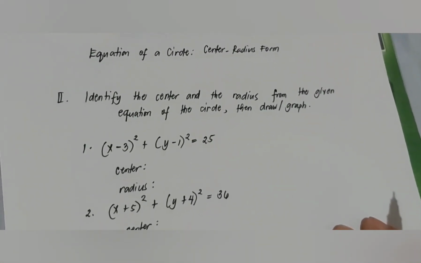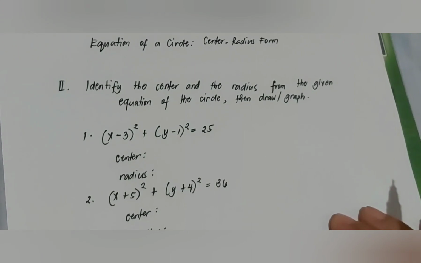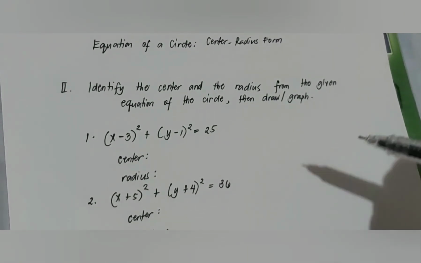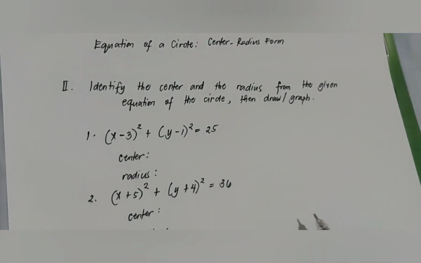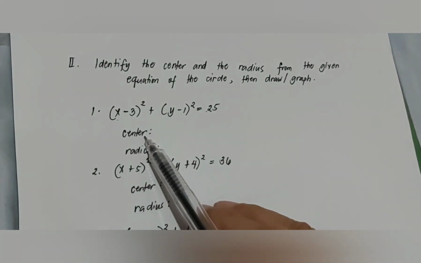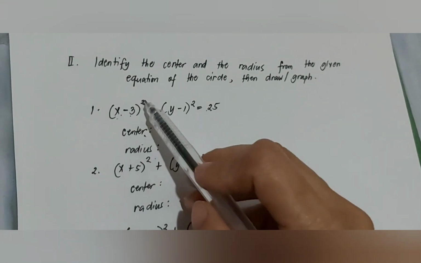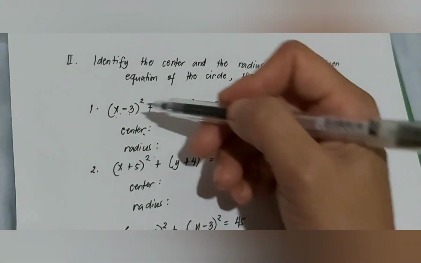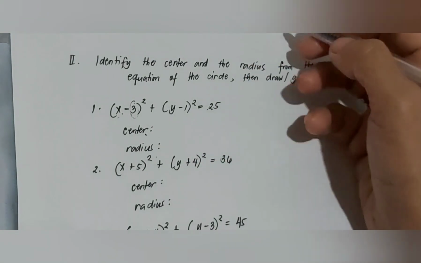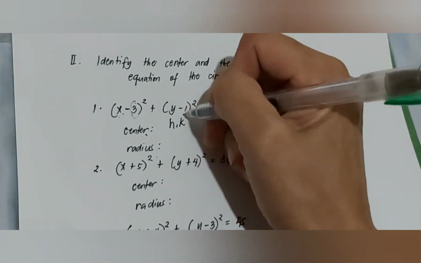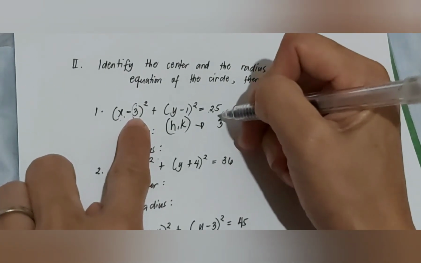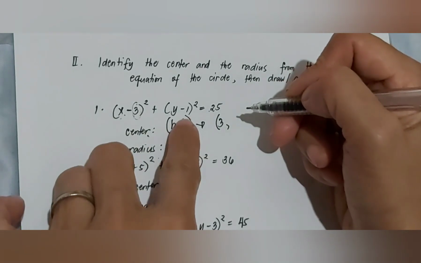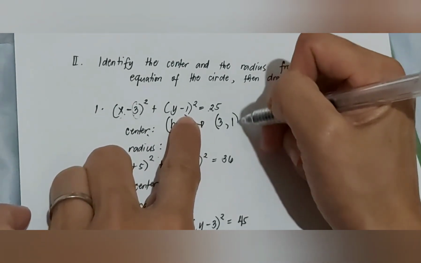So, let us identify the center and the radius from the given equation of the circle. Then, let us draw the graph later. So, yung kaninang ginawa natin, parang i-reverse lang natin siya. So, from here, we have this equation. Identify natin ang center at ang radius. So, from x minus 3 squared, so our h there is this positive 3. So, remember that the center is h and k. And so, from here, h is positive 3. And then, comma, from here, k is positive 1.